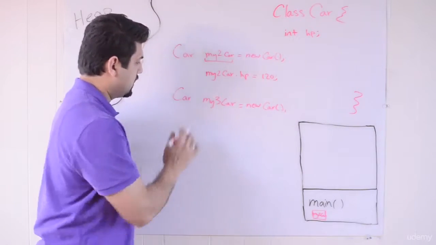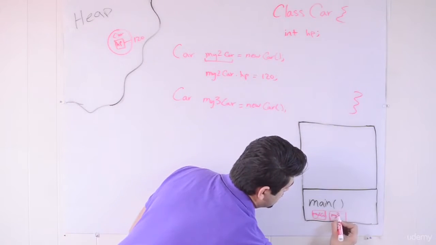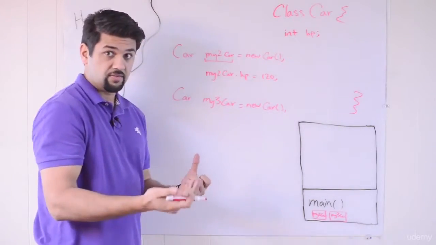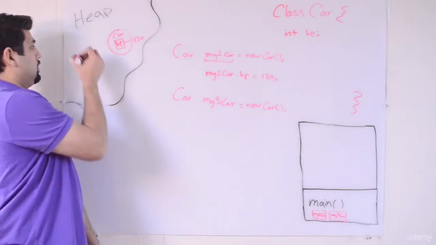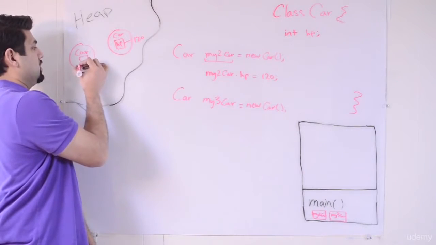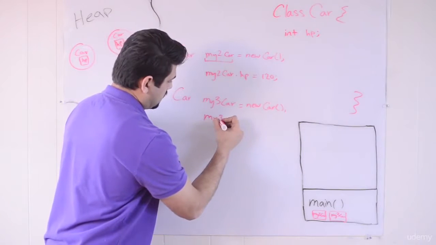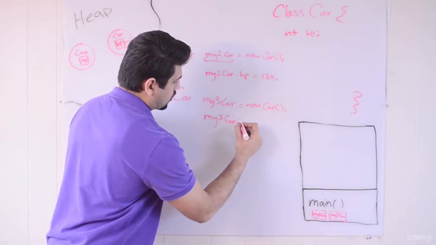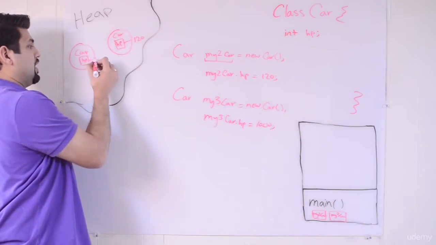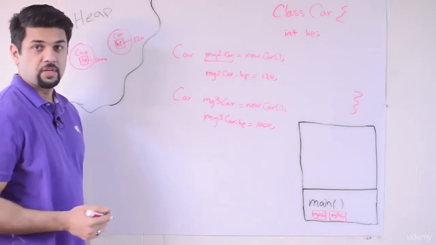Okay. At this point, a variable is created here in the stack frame, my3car. And this variable is going to contain the address, of course, of where this object is created in the heap, right? And that object is right here, car, and it of course has to maintain a slot for HP. And let's give my3car its horsepower to be, let's make it super fast, 1,000. So this value here is going to contain 1,000 as the integer.